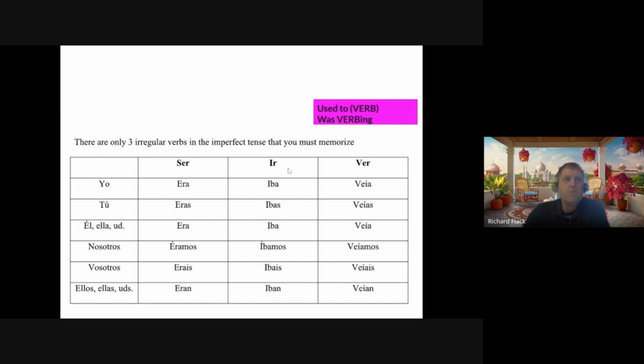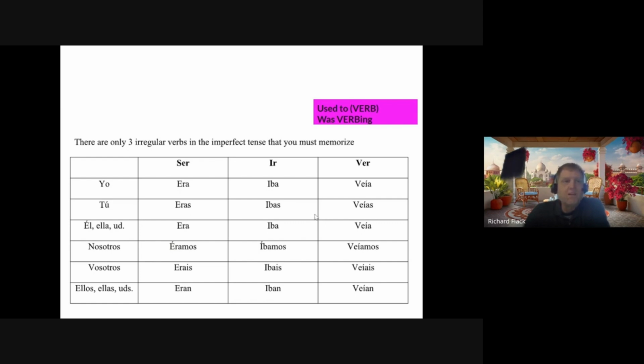The verb ir, which means to go. Iba, ibas, iba, íbamos, ibais, iban. Again, tilde on the I for nosotros. And the verb ver, to see. Veía, veías, veía, veíamos, veíais, veían. Tildes on the I. That's it. Super, super easy. This is the easiest of all the tenses. Just got to get your endings memorized.